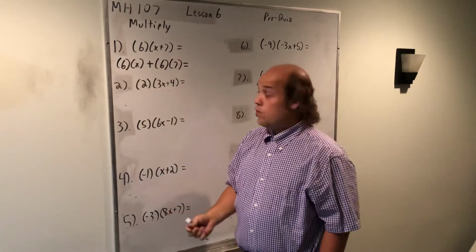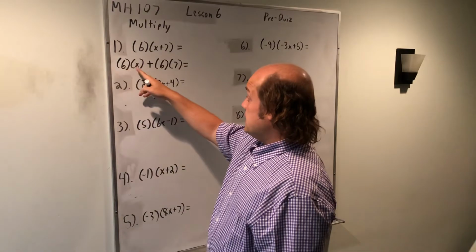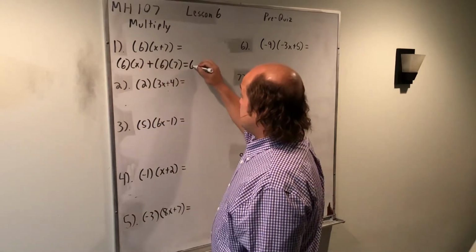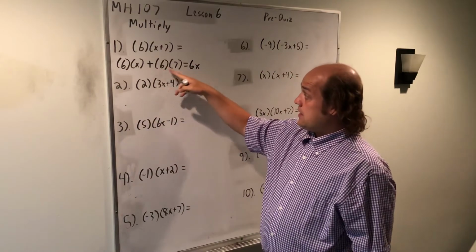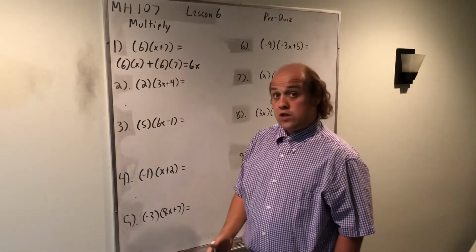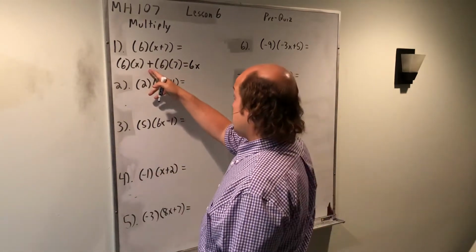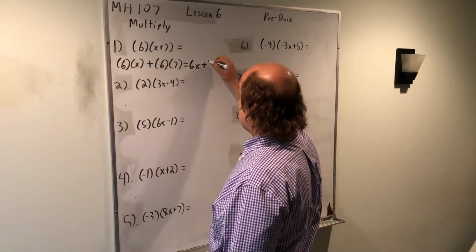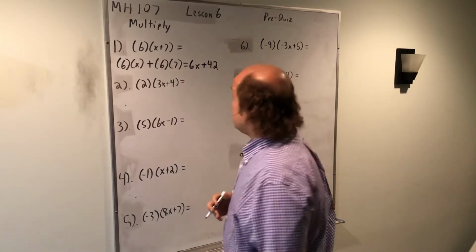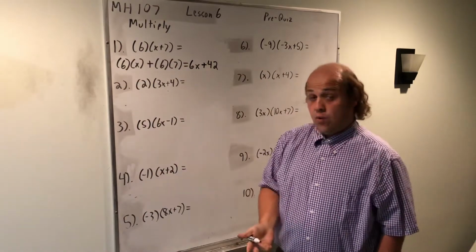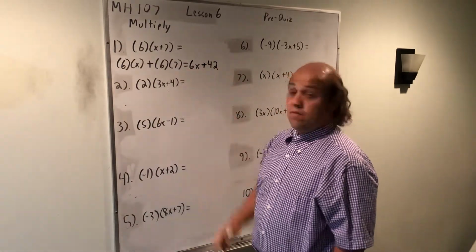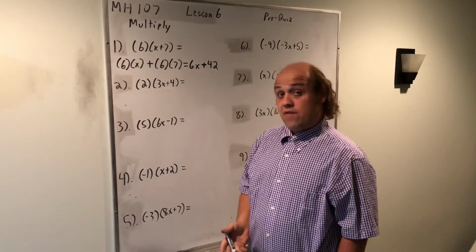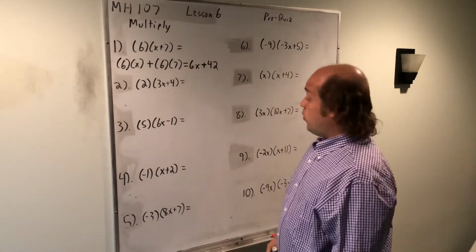When I go to do the first multiplication problem, 6 times x gives me 6x. When I go to do the second multiplication problem, 6 times 7 gives me 42. Since they have this addition sign between them, the addition sign stays, and I get 6x plus 42. I can't go any further with this because this term has an x and this term does not, so I can't combine them from there. I have to leave this as my final answer, 6x plus 42.